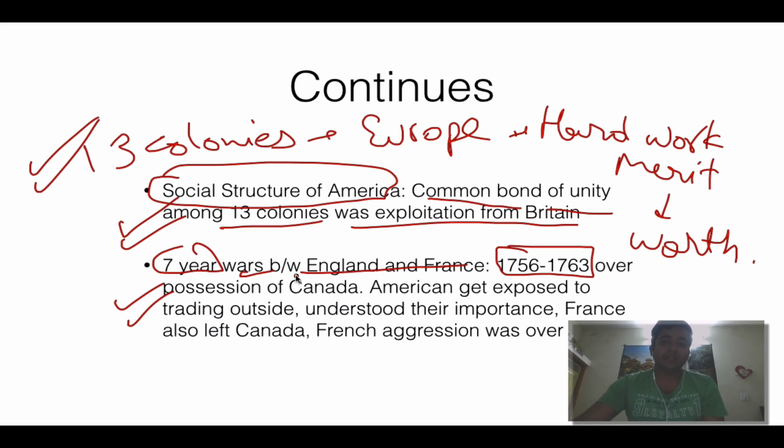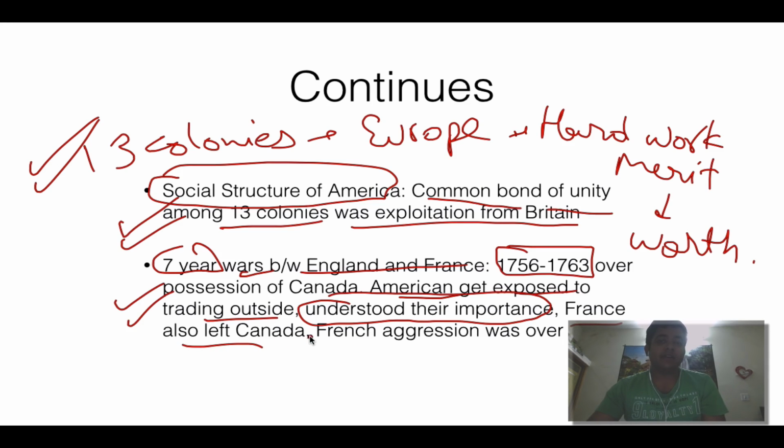So you might know that there are still certain regions of Canada that speak French as their mother tongue. Americans got exposed to trading outside and understood its importance. Why? Because Britain was busy with the war, France was also busy. So USA got exposed to the trading world outside. They knew its importance, that we were selling it at dirt cheap prices, and they are so expensive. So France also left Canada.